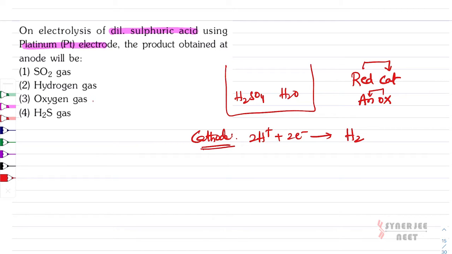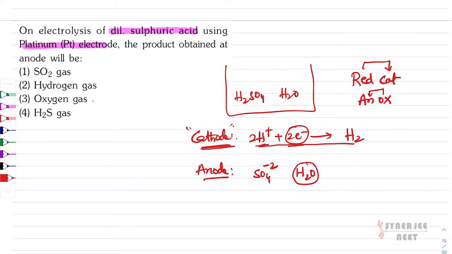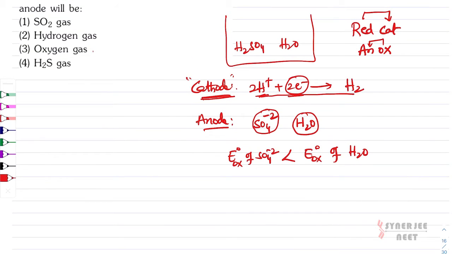So at the cathode always reduction happens. Reduction means what? Acceptance of electrons is the reduction. So H plus is accepting electrons, so reduction. And this reduction happens at the cathode. And at the anode, oxidation happens. Now in the anode case, SO4 2- is there, versus water. Among these two species, the oxidation potential of H2O will be more than that of SO4 2-. That means H2O has more tendency to participate in oxidation at the anode electrode compared to the sulfate.